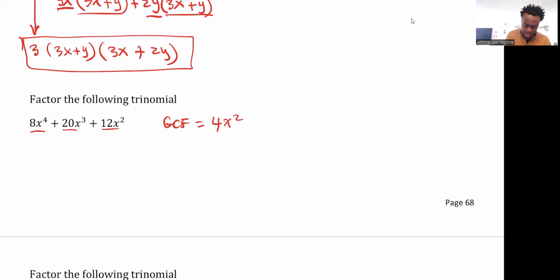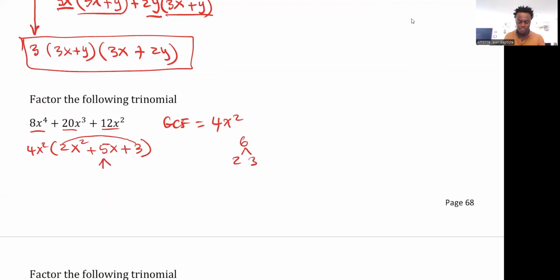Let me factor out my GCF, 4x squared. So that's going to be 2x squared plus 5x and then plus 3. Can multiply a and c, right? What do you get? That's 6. Break it down to 2 numbers that add up to 5. What are they?